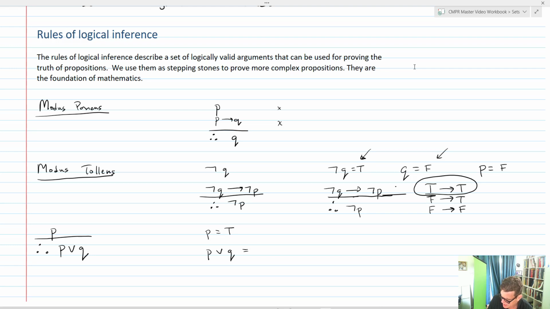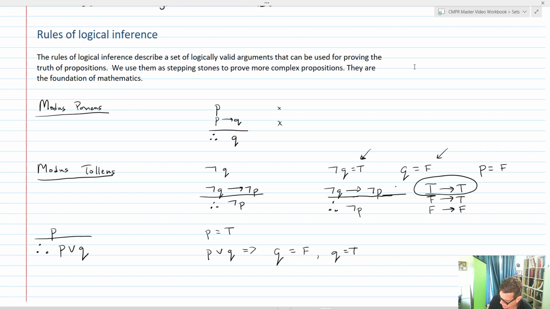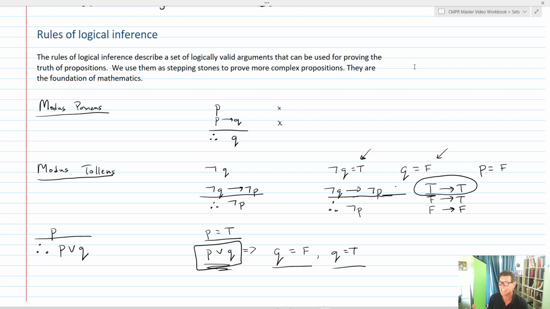When is that going to be the case? That's going to be when Q equals false or when Q equals true. All right, so this is going to be true. If we have P equals true, then P or Q will be true whenever Q is false or Q is true. Since that's the case, that means that P or Q is always true as long as P is true. So hence another valid argument. And we call that addition.